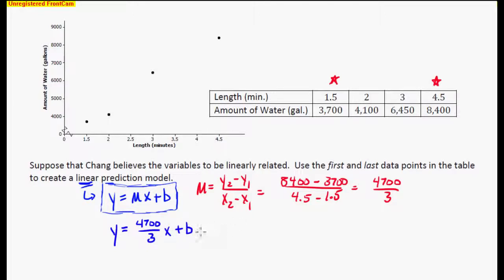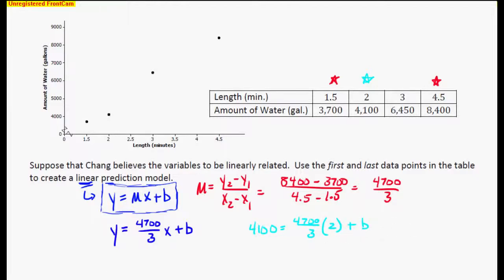All right. Now, what's left? I have to figure out my y-intercept. And in order to figure out my y-intercept, we've done this before. All right. You take the equation, what you have so far, and you pick one of these points up here. All right. Let's choose this point. I'm going to use that point right there. So I'm going to plug in a 4,100 for y, and I'm going to plug in a 2 for x, and then I'm just going to solve for b.